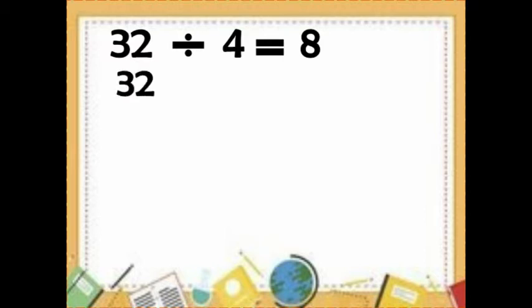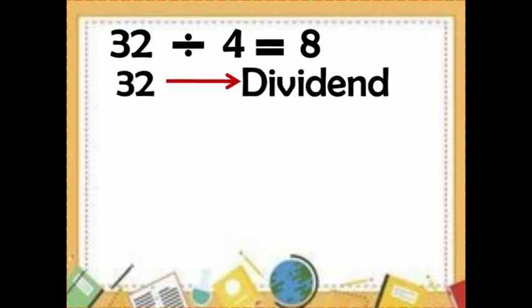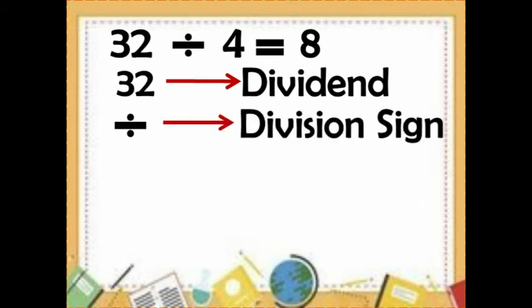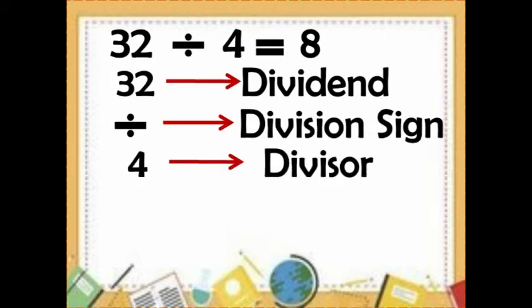First one is this. The 32 is what we call the dividend. Dividend is the number you are dividing off. Next one we have this one. This is the division sign. It means when you see this sign, the operation that you are going to use is division. Next is the number 4. 4 is what we call the divisor. The divisor is the number you are dividing by.